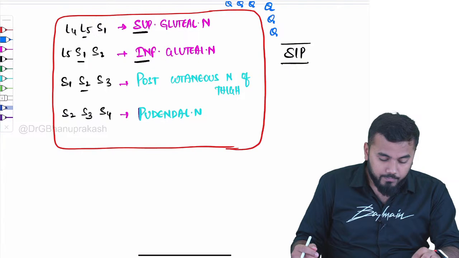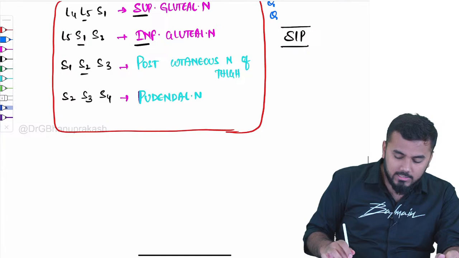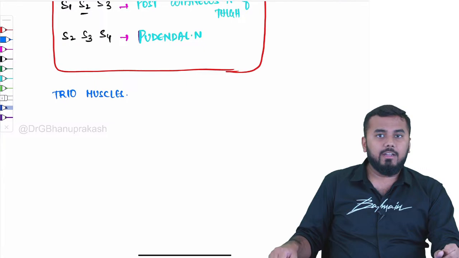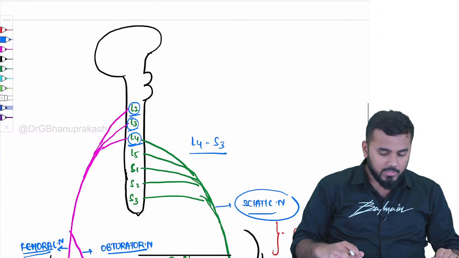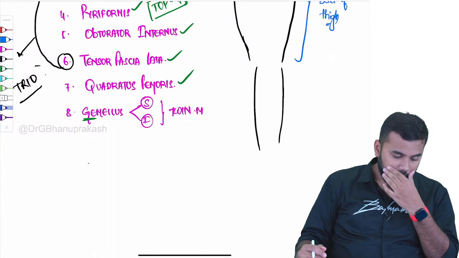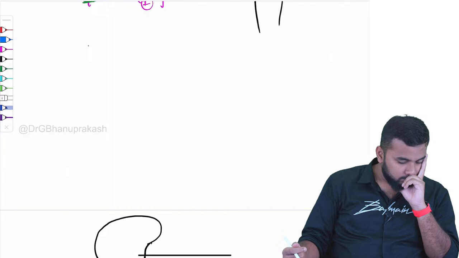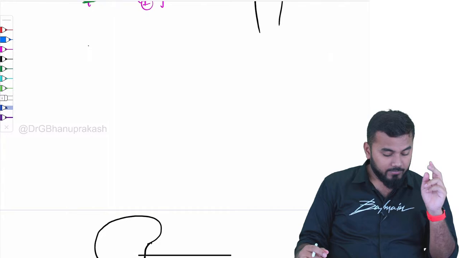Right. Now, one very important thing is that yesterday I told you about trio muscles, isn't it? Backside, in the gluteal region, you have got a set of muscles. In this set of muscles, three of the muscles are called trio muscles. Can anyone tell what these trio muscles are?